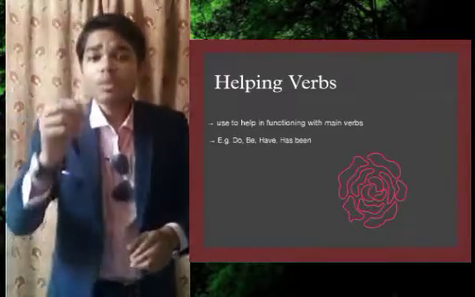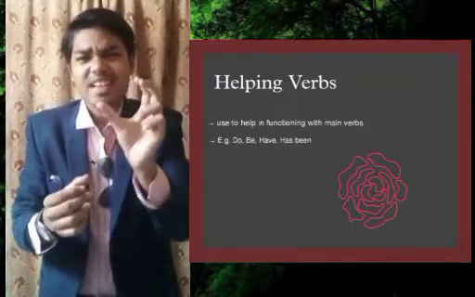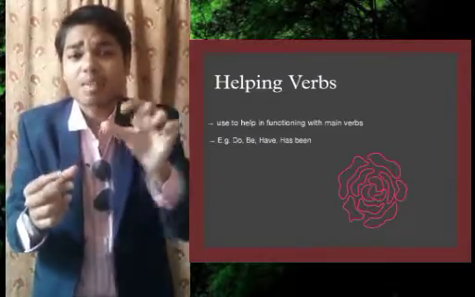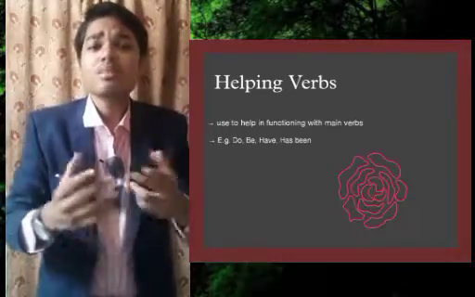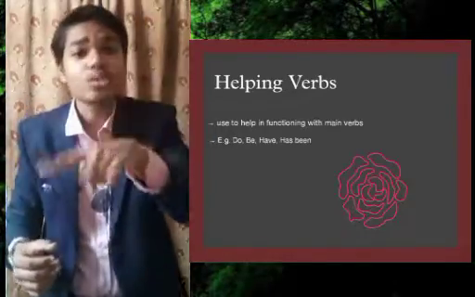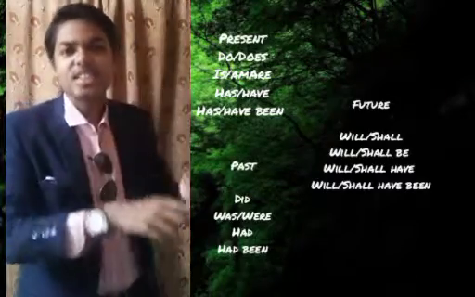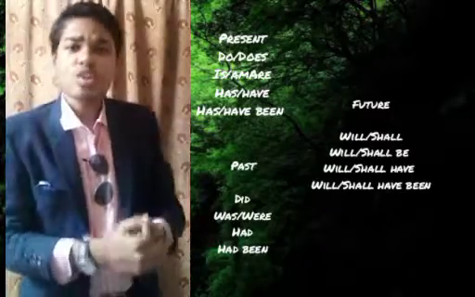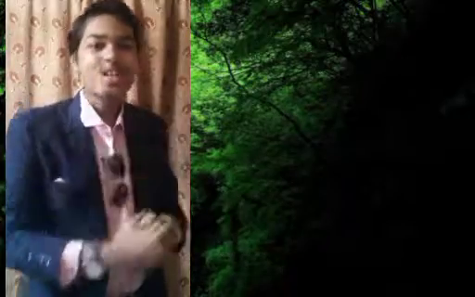Suppose I say, "I am eating food." Am refers to the present time: I am eating my food at the present time. Similarly, in "I was eating food," was shows the past time. Here is a table for you about the helping verbs and their time: present, past and future, in simple, continuous, perfect and perfect continuous forms. You can easily go through this video and this table and understand the concept of auxiliary verbs.